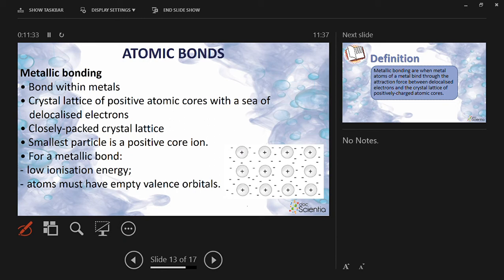Nee? So 'n lae ionisasie energie beteken dis baie maklik om 'n elektron uit te haal, om een van sy valensie elektrone uit te haal. It's easy to remove them. And then that second bullet point is the neighboring one, the neighboring nucleus must now have somewhere for that to go. So it can jump into an orbital of its neighbor, then be easily removed from there, jump into the orbital of the one next to it. It's easy for the electrons to be removed, and there's somewhere for them to go.